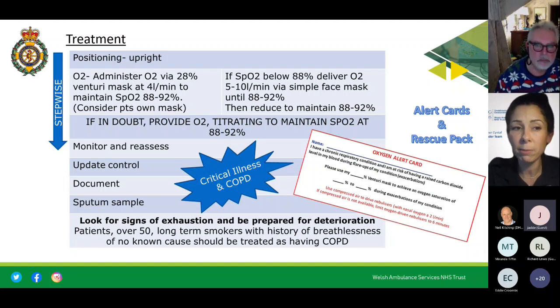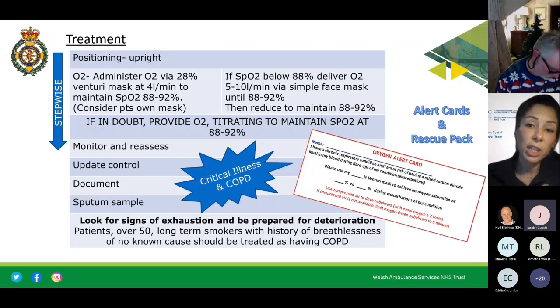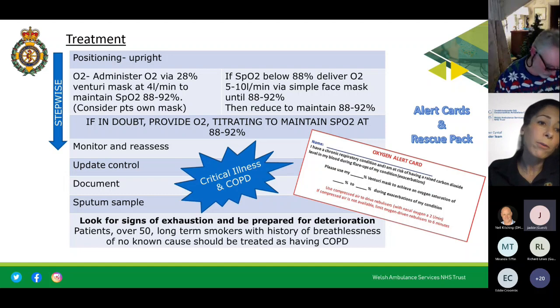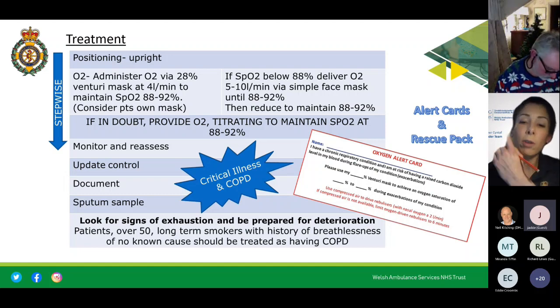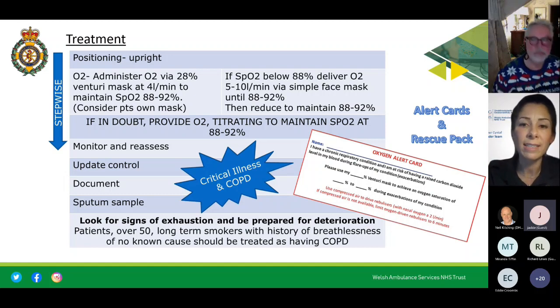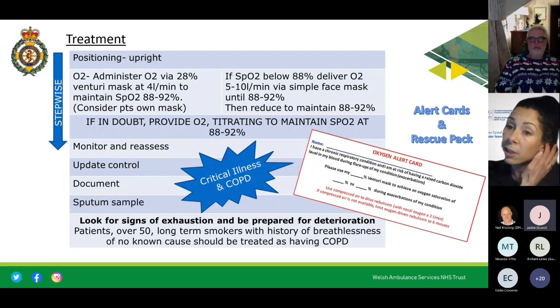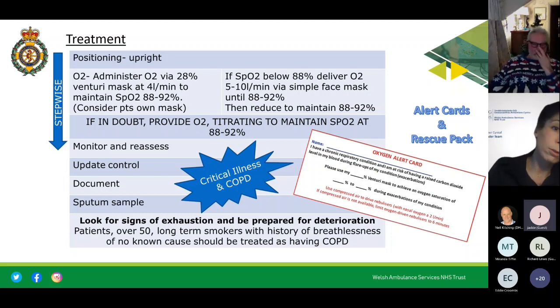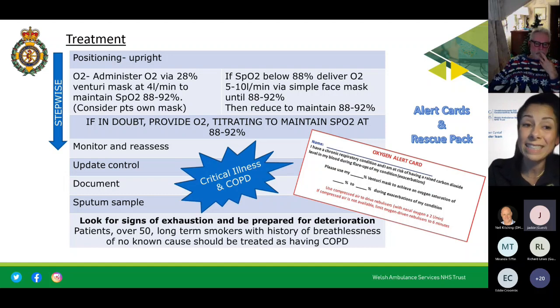It's really important with these patients that we monitor them and reassess. If we're not monitoring or reassessing, we're not going to know if what we're doing is helping, if it's working, if we need to change things, if we need to change patient positioning again, if we need to up or lower that O2. So just be really mindful of going over and over and making sure we're doing the best for our patient by monitoring and reassessing. Also, we can update control. And this is also a good time, if you're thinking, I'm not sure what to do next, or I'm not sure if this patient's improving, that we can also speak to CSD.